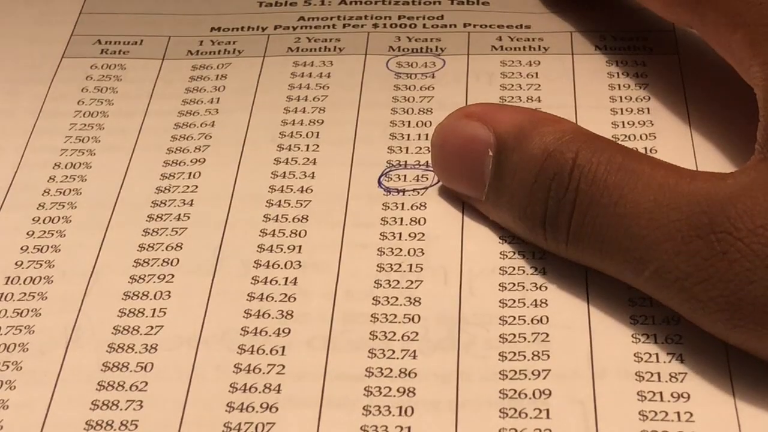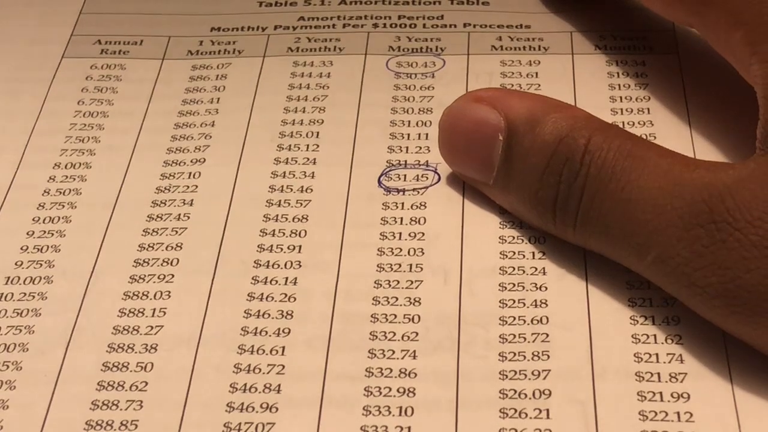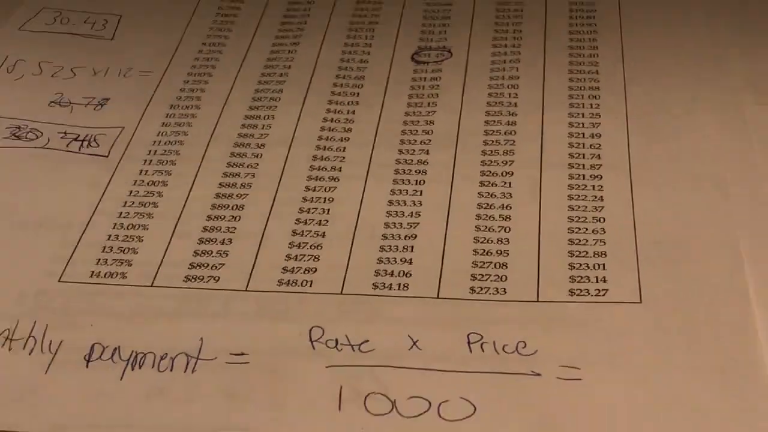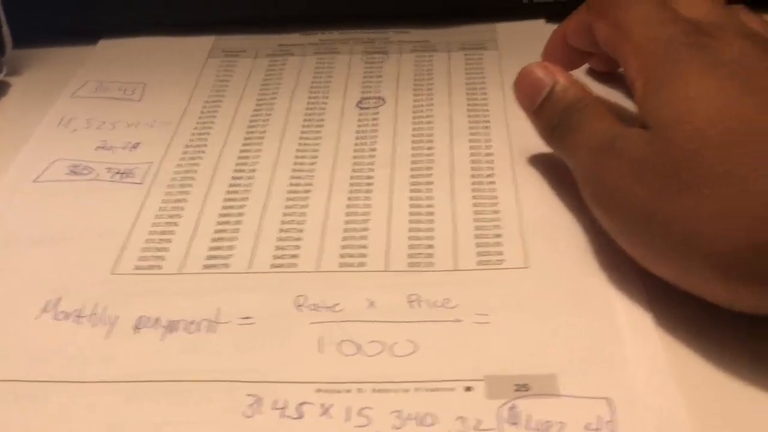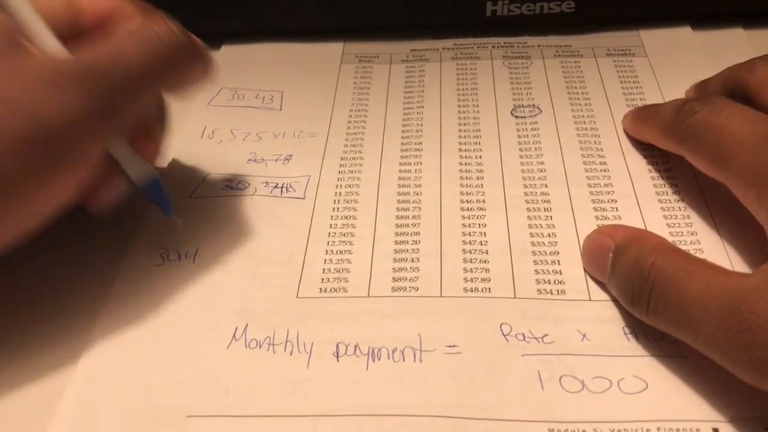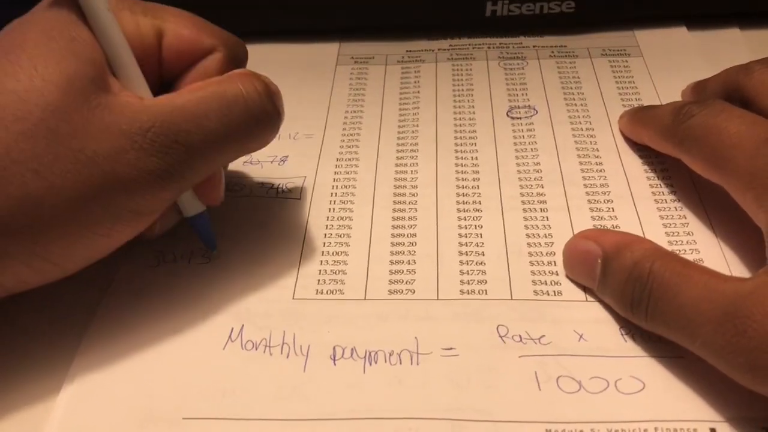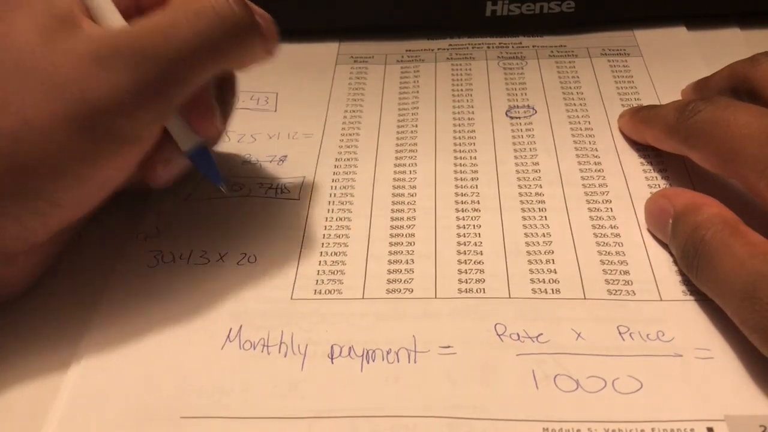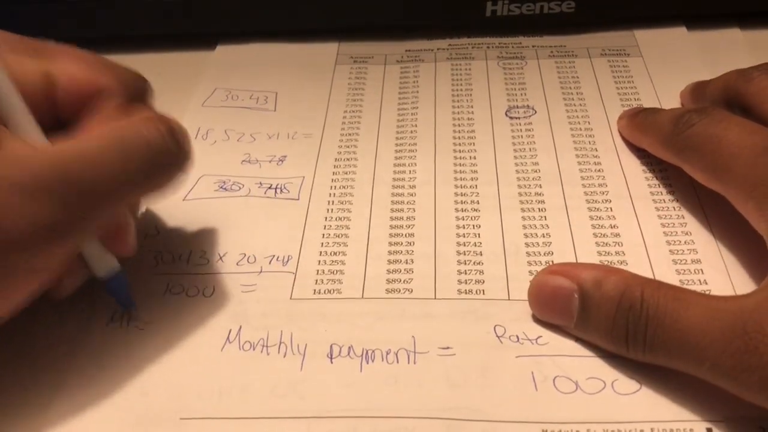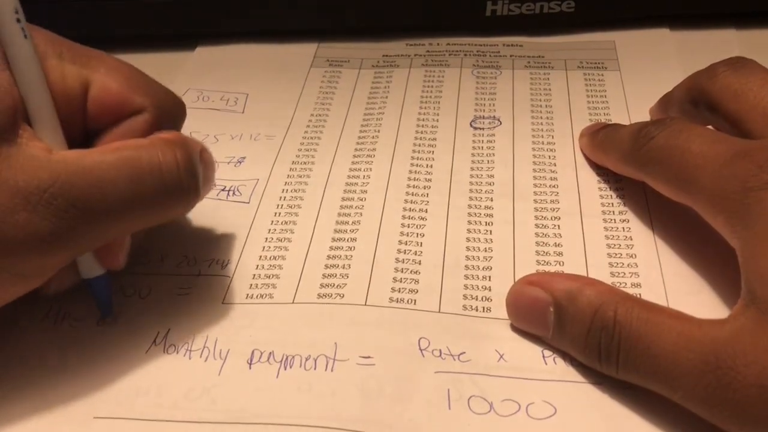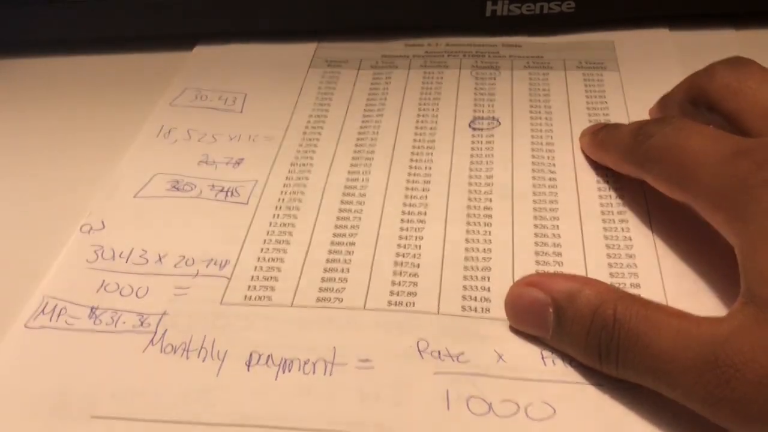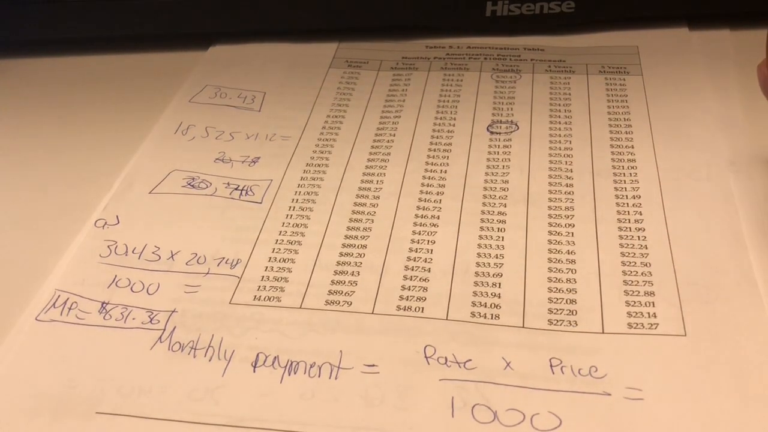The next part, with these two values, is to put them into our monthly payment formula, because we want to know the monthly payment in this case. The monthly payment equals the rate times the price over $1,000. So it looks like this: 30.43, call this A, multiplied by the residual price of $20,748 over 1,000, which should equal a monthly payment of $631.36. Monthly payment. Boom. All right, so that's for part A.